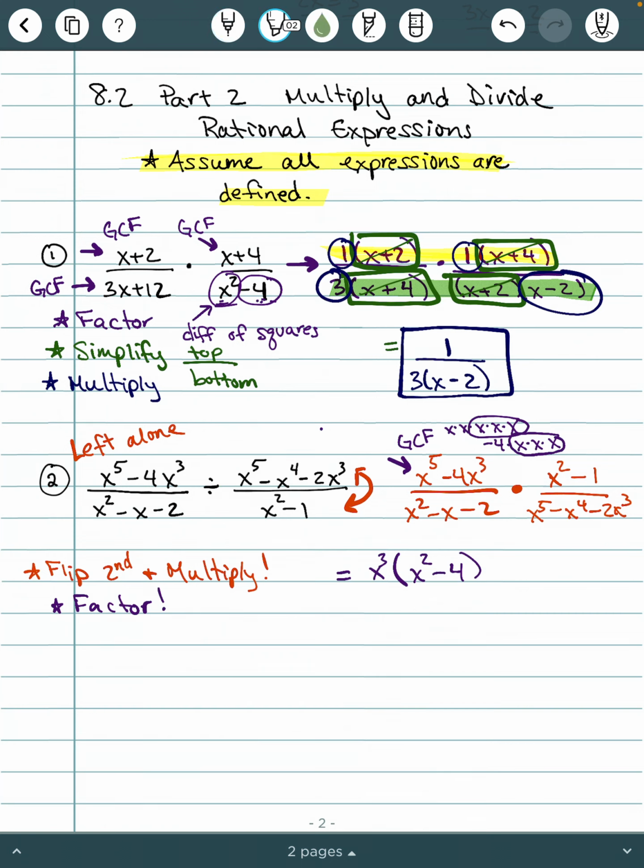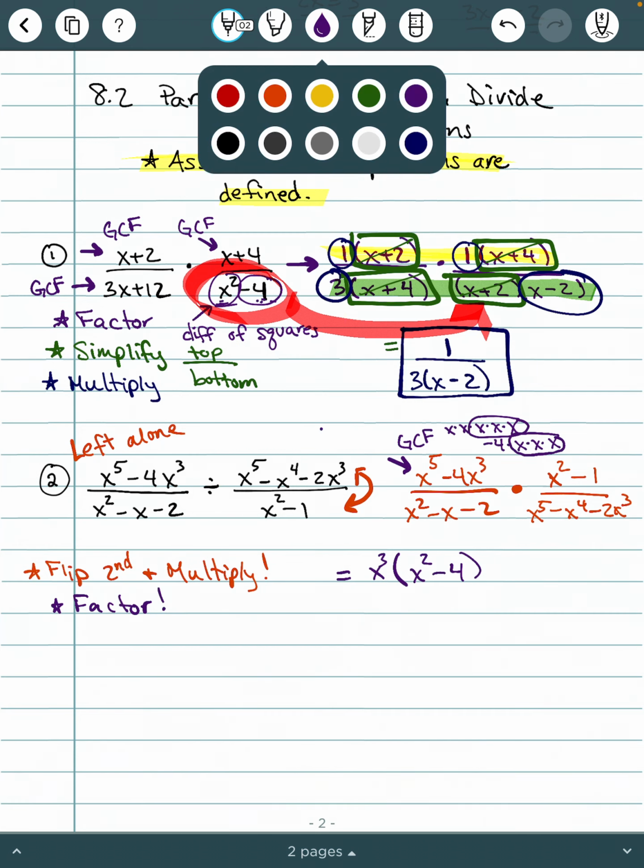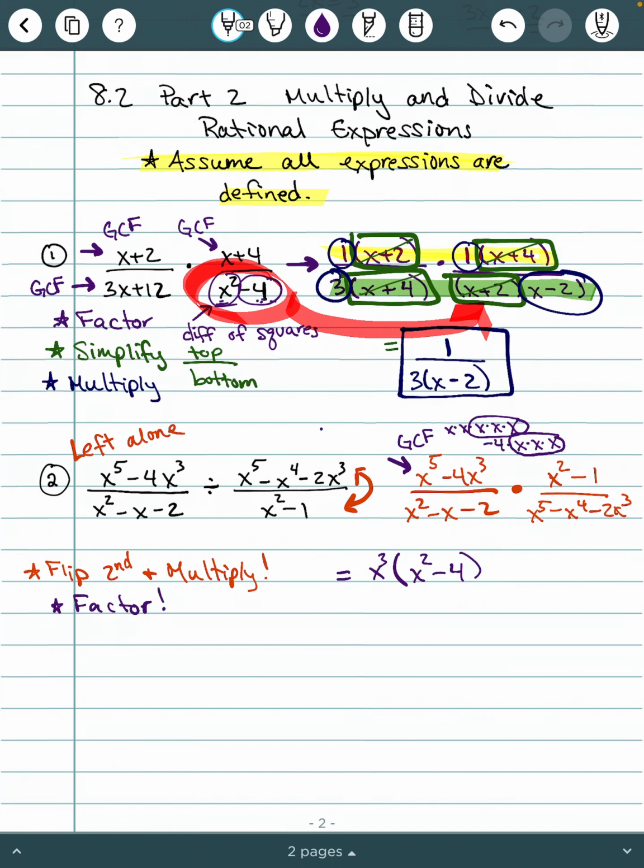Hold up though. Didn't we just have x squared minus 4 up here? And it was a difference of squares. It factored to be x plus 2 times x minus 2. This is a difference of squares. This particular fraction has 2 layers of factoring that needs to be done in my numerator. This is going to factor to be x cubed times x plus 2, x minus 2. Okay, so we factored our numerator.